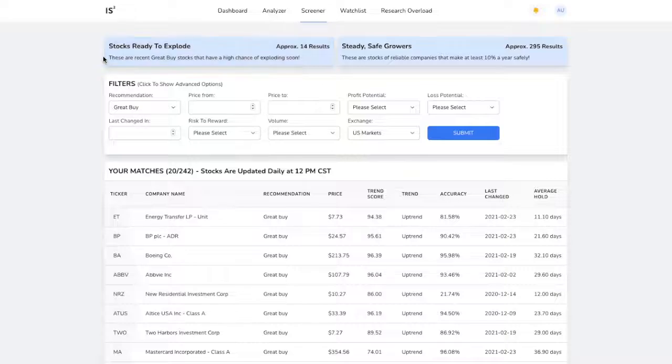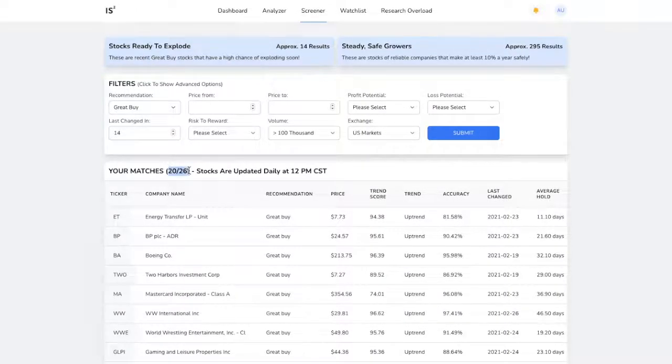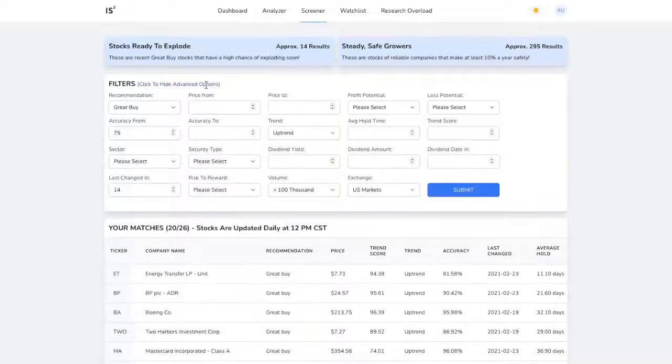We're going to start off with the stocks ready to explode default search. You can see here we now have 26 stocks, and we're going to want to change it a bit for a day trader. We want to look for stocks that have a short hold time period, so I'm going to add the average hold time period as 5. An accuracy of 75 would be good. Last change is fine. I'm going to increase this up to 500,000.